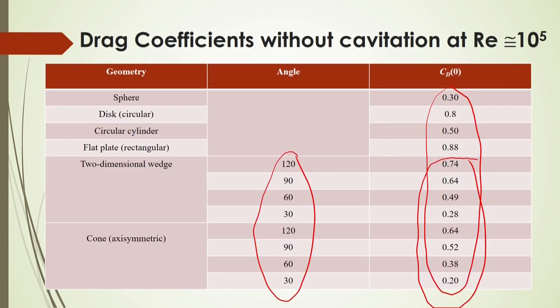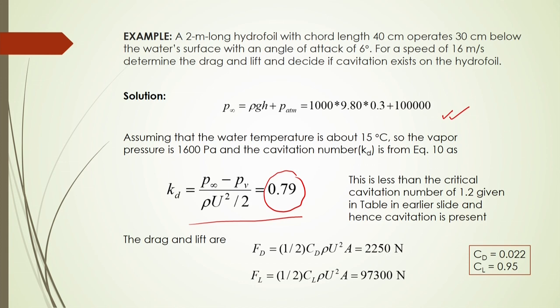So, in this case we can say that cavitation will of course be present during this flow, and the drag and lift force would be calculated based on the formula half into C d into rho U square A. Based on which we get the drag force as 2250 and F L will be equal to 97300 Newton, whereas C d and C L are given as 0.022 and 0.95 respectively. So, based on this example, whether cavitation occurs or not, you can calculate in a very simple way.